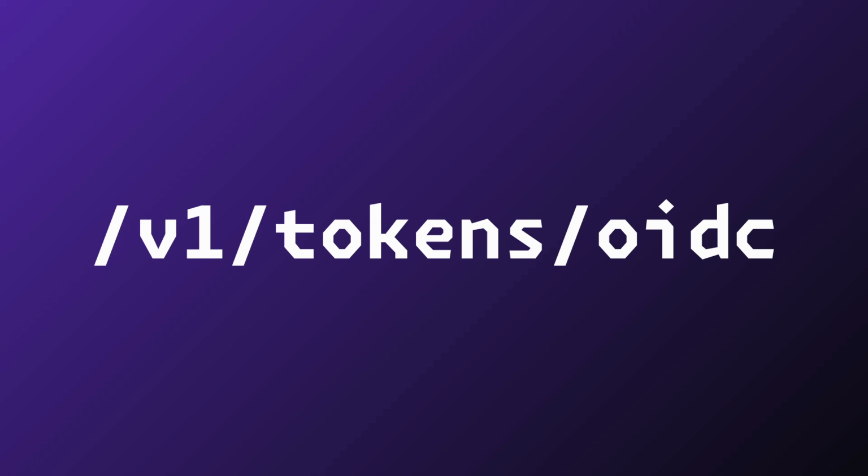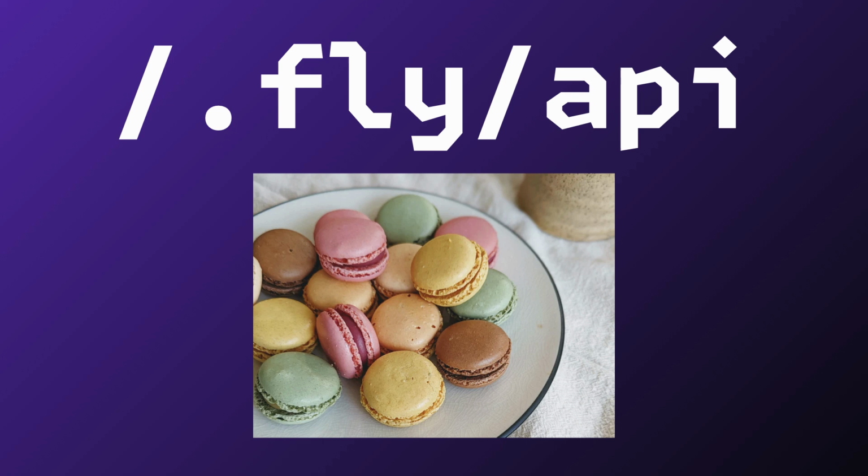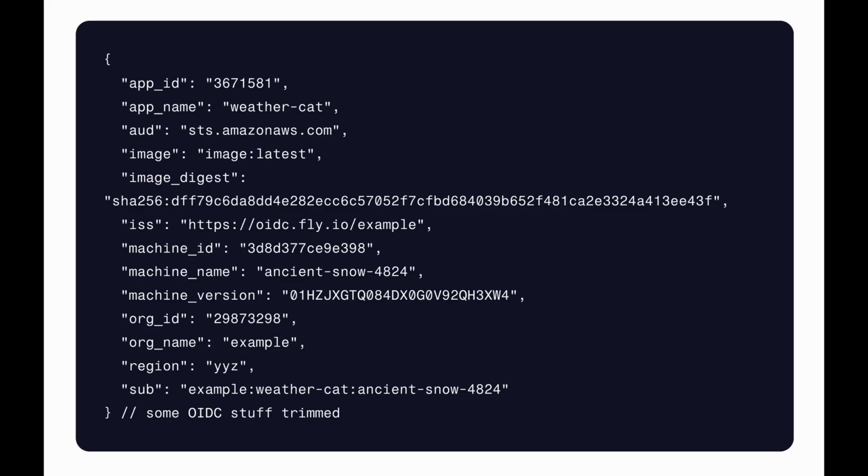OIDC is just a part of the Fly machine's API, specifically this one path. A Fly machine can hit a Unix socket and get an OIDC token tailored to that machine. The OIDC token will contain some information about your app, such as the application name, the audience, in this case the Security Token Service on AWS, the image that it's running, the SHA-256 checksum of that image, and a bunch of other metadata like the organization it's running in, the machine ID, and even the machine name.